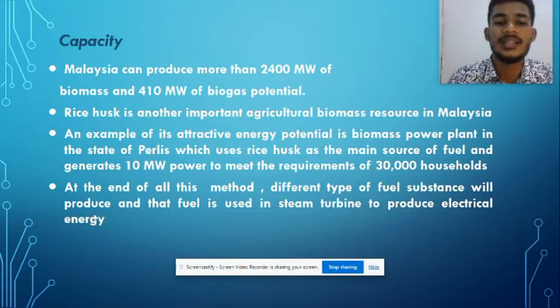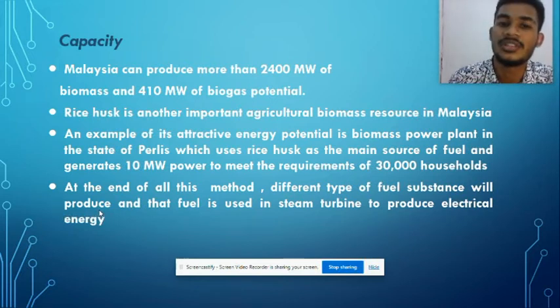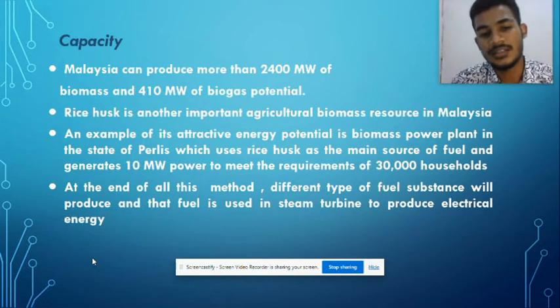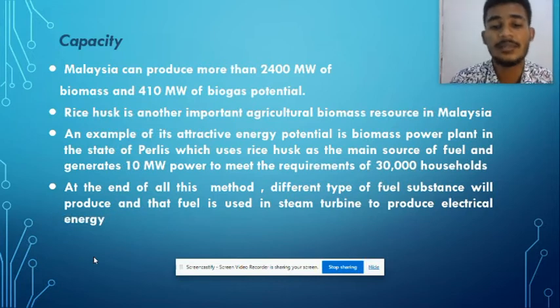There are many techniques through which biomass can be converted to power, such as combustion, pyrolysis, gasification, and aerobic decomposition. At the end of these methods, different types of fuel substance will be produced, and the fuel is used in a steam turbine to produce electrical energy.